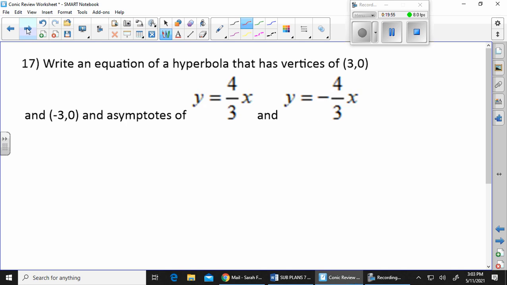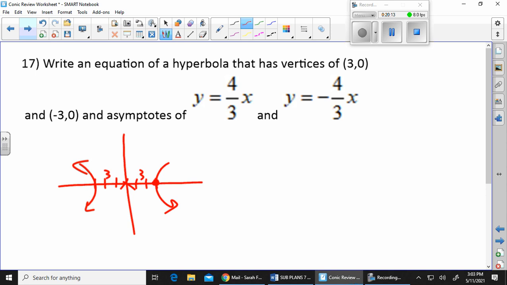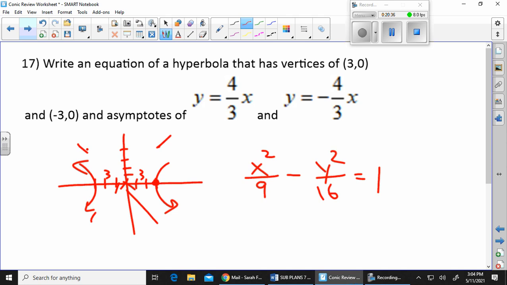With 17, hyperbola, vertices 3, 0, and -3, 0. So you think 3, 0, negative 3, 0, you got this. Center is 0, 0. Okay, you went 3 spaces, 3 spaces. X is first, positive. So you got x squared over 9. Y squared over what? Well, if you look at your asymptotes, you went up 4 over 3, etc. So that means this had to be 16.